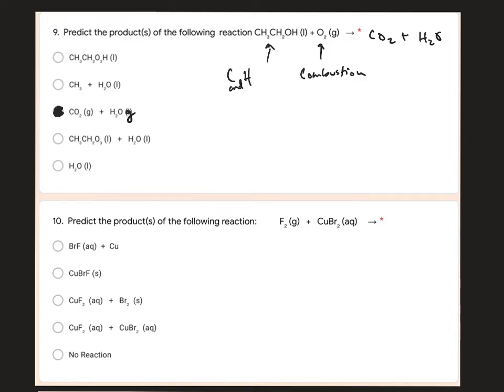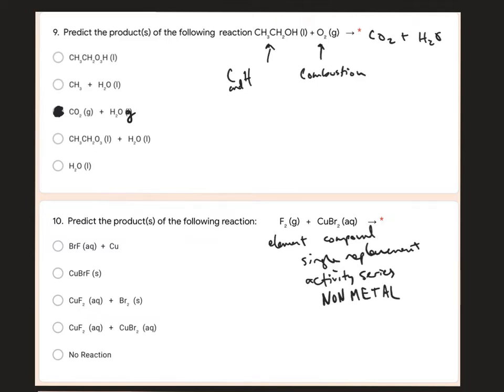Okay. Question 10, predict the following here. Well, you've got an element plus a compound, and the only thing that looks like this is going to be a single replacement. And so what you need to look at then is the activity series, again, that purple sheet that I gave you before break. This time, though, we're looking at the non-metal part of it because we're given fluorine as the element. So fluorine cannot replace copper. It can't do that. It can replace, though, potentially the other non-metal.